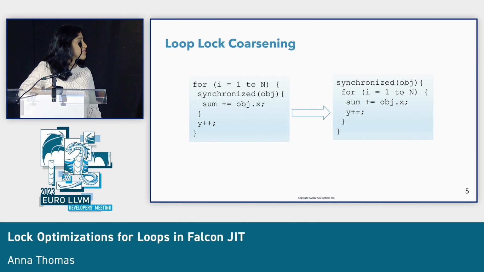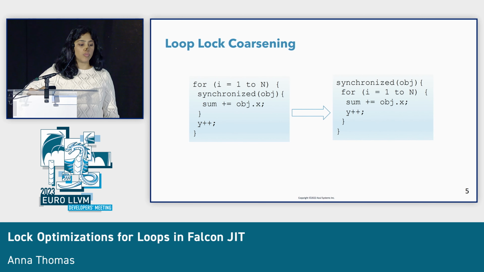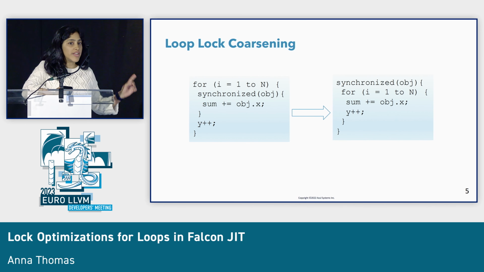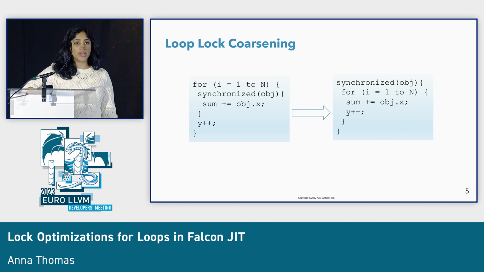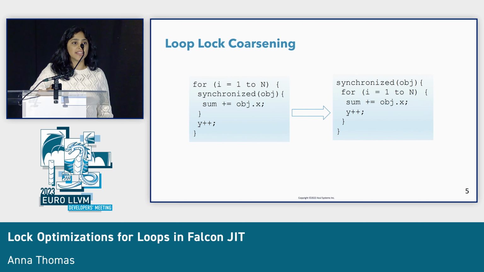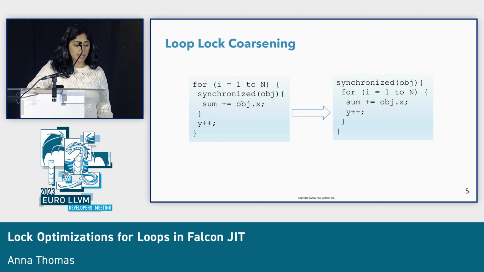So the optimization that we are going to focus on is called loop lock coarsening. On the left side, you see a loop that runs from 1 to n. And on every iteration of the loop, we are locking an object and doing something with the object. On the right-hand side, we have now coarsened that lock across the loop. What this means is now we are running that lock exactly once. But this has some legality constraints. We cannot do this all the time.